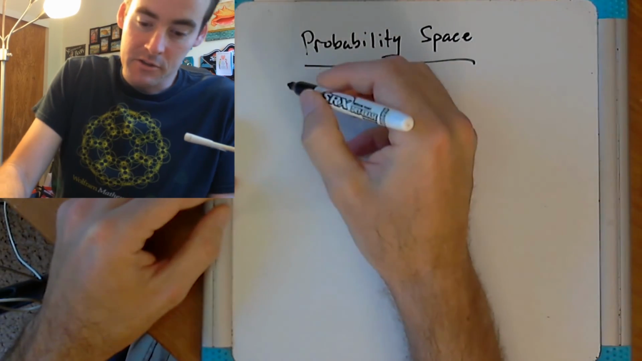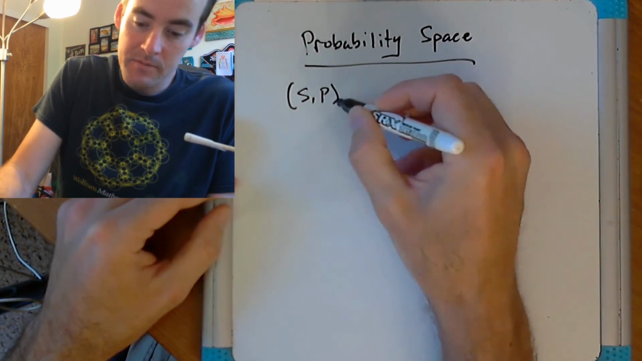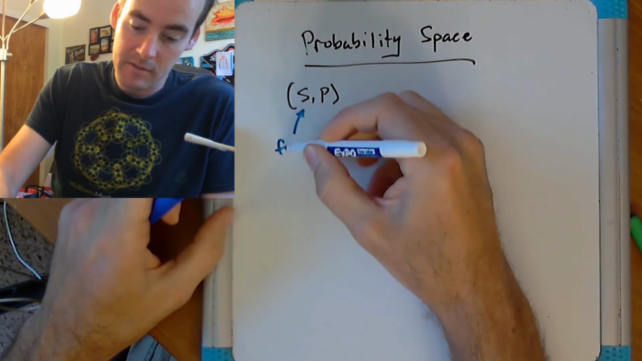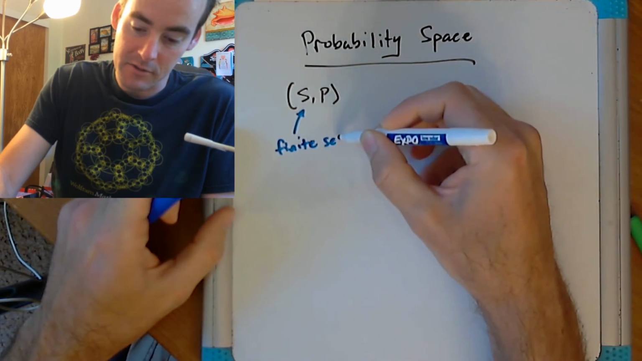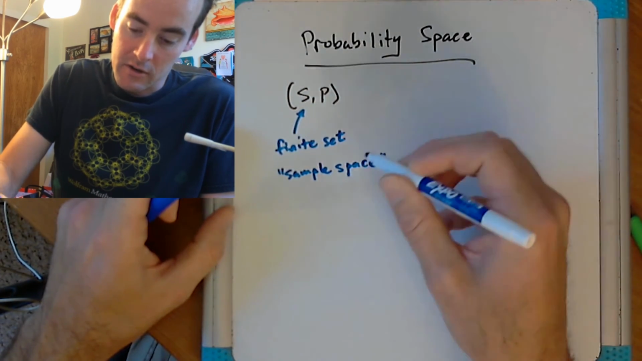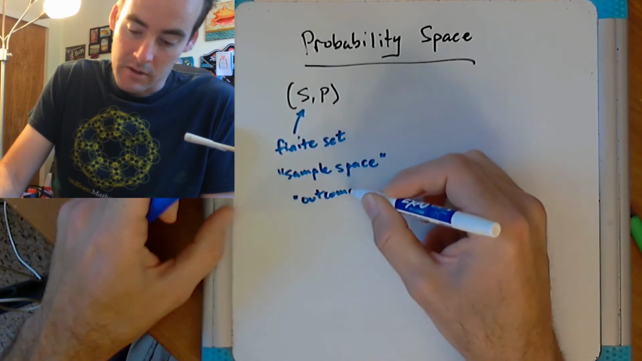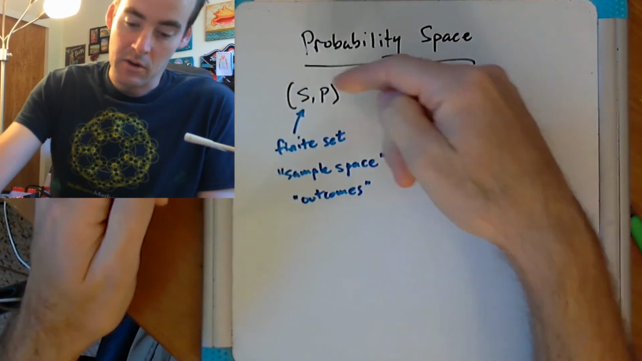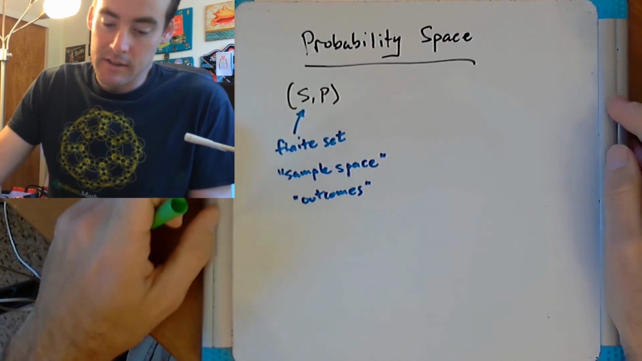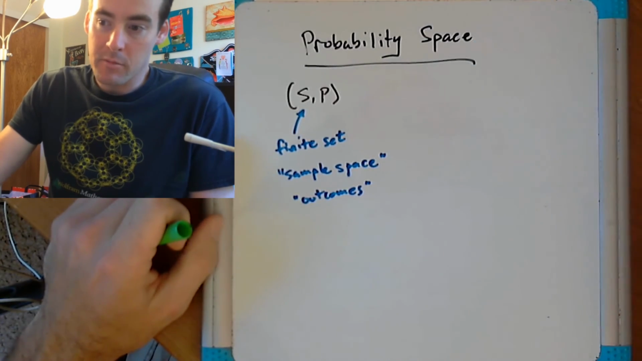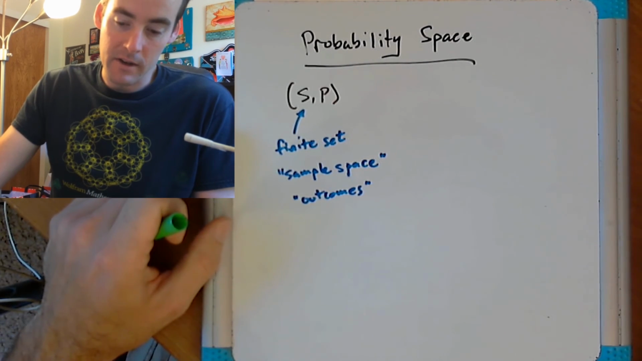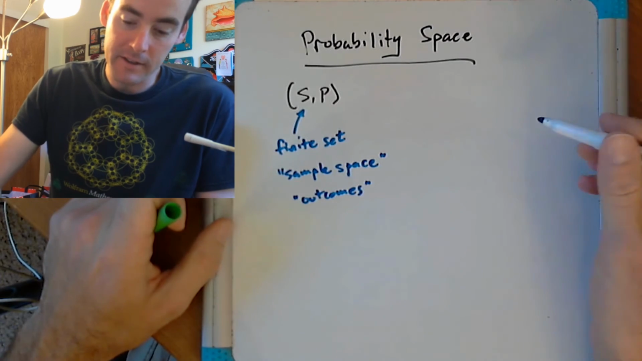So it's a pair, S and P, where S is just a finite set. You can do this with infinite sets, but when you're first learning it, it's easiest to think of it as a finite set. It's called the sample space. Its elements are called outcomes. The whole idea here is that this is the whole set of outcomes that might occur after you run the experiment once. And if it's an experiment where you could have an infinite number of outcomes, this theory can be extended to that. But when you're first learning the theory, it's easiest to do discrete probability over a finite set.